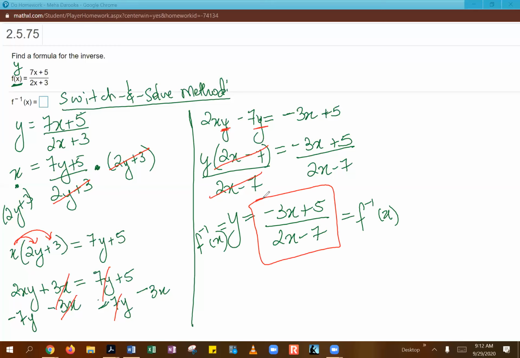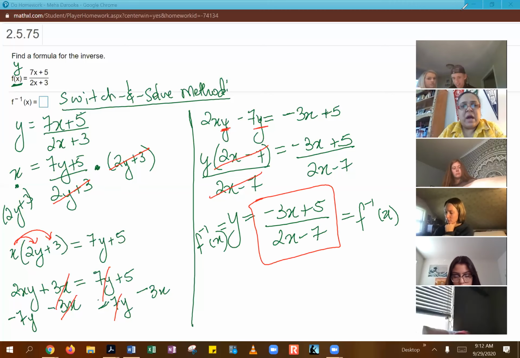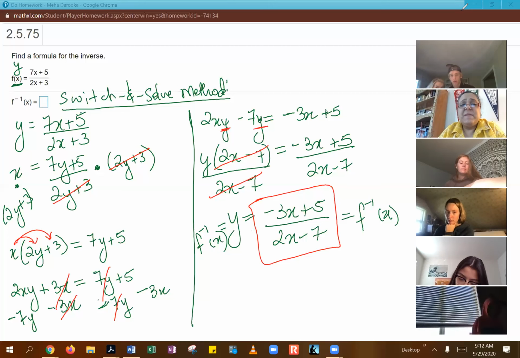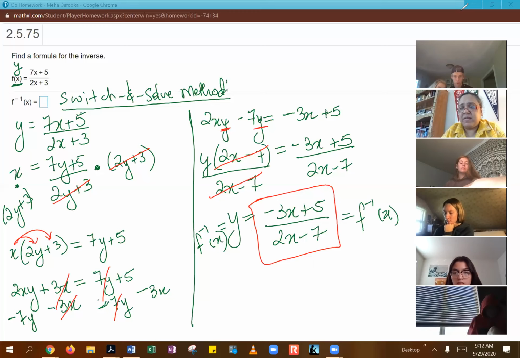There's actually a process where you can use a mental method to try and find your inverse function, and I will show you that with some of the other examples. For this particular example, I do not recommend using the mental method because it does not normally work out the way you think it's going to. So for this type of example, I definitely recommend using the switch and solve method.